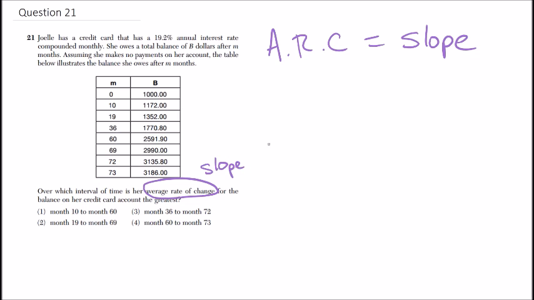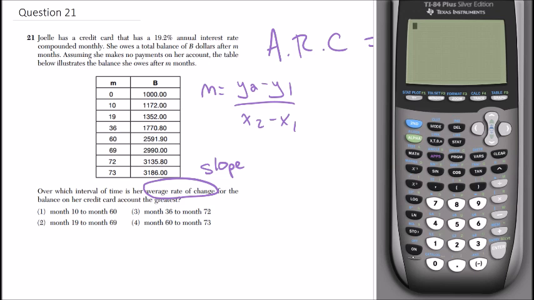Okay, so in this case, it's important for us to understand that average rate of change is the same thing as slope. So average rate of change is slope. So we want to know which one of these has the greatest slope. And remember, to find slope, you simply do y2 minus y1 over x2 minus x1. So let's go ahead and do that, and we'll check our answer choices to see which one this happens for.